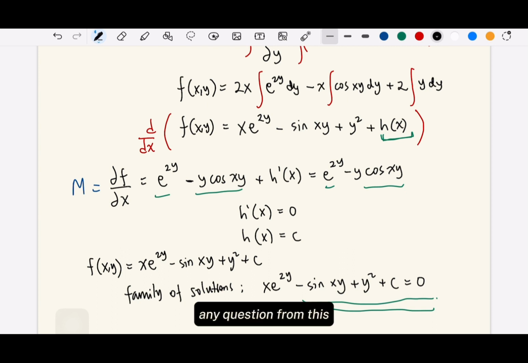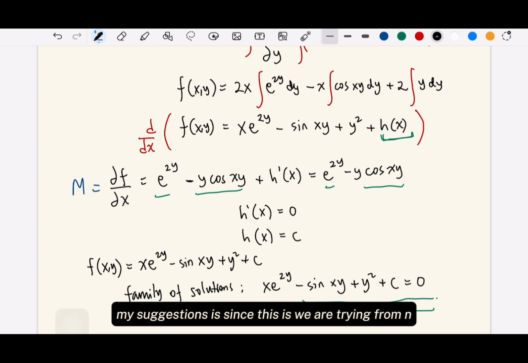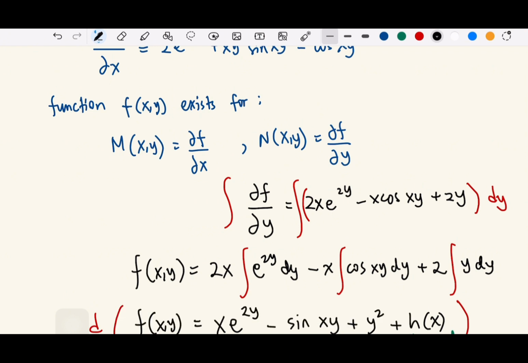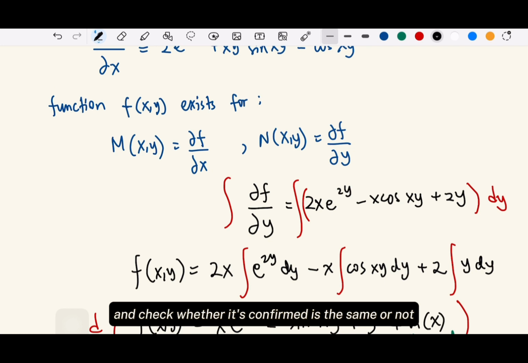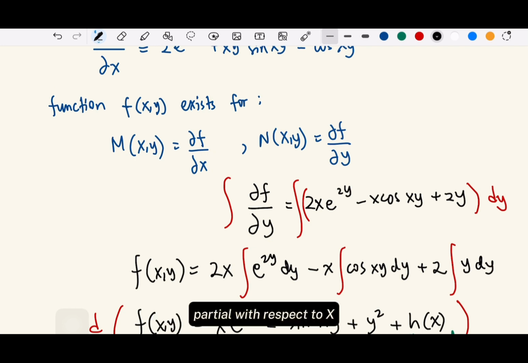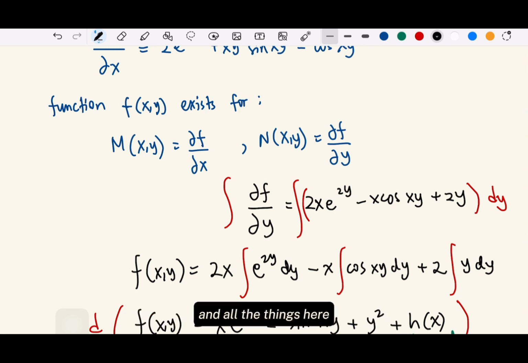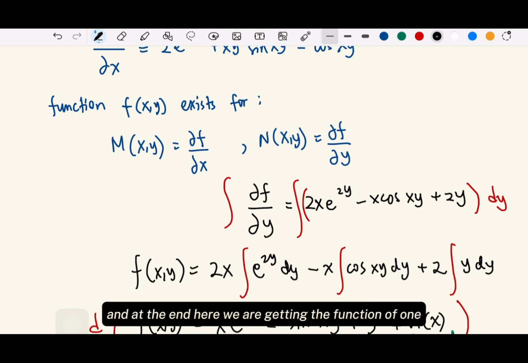Any question from this? If you want to try some practice to be familiar with this method, my suggestion is, since we are trying from n, you can try from m. Try from m and check whether it's the same or not. This part here will be partial with respect to x, and then we integrate with respect to dx. And at the end here, we are getting the function of y.